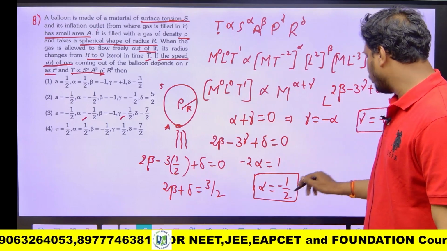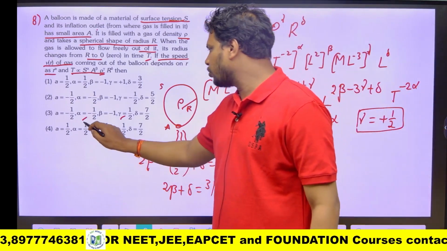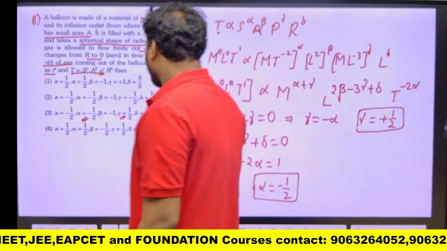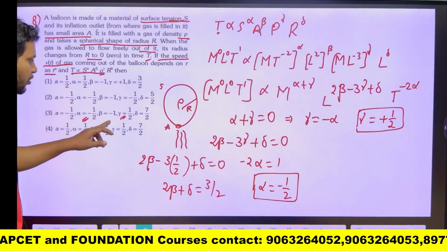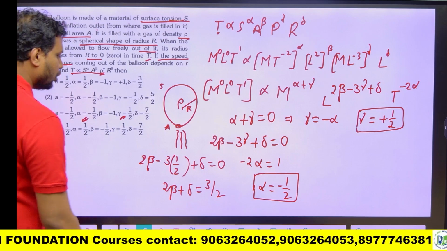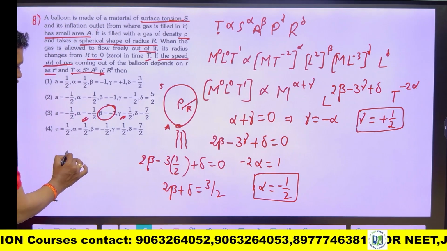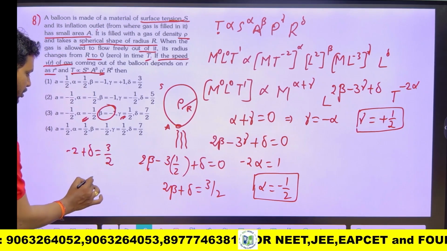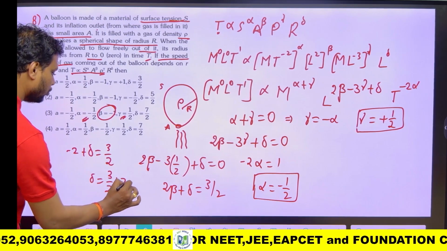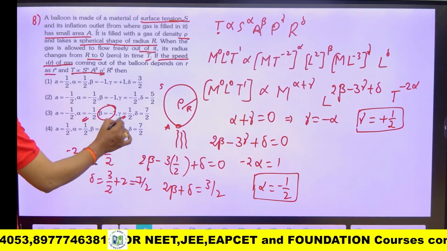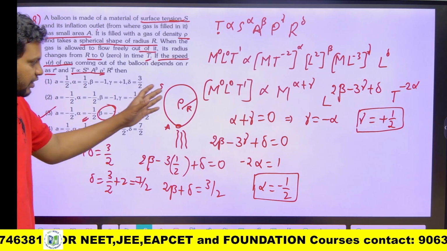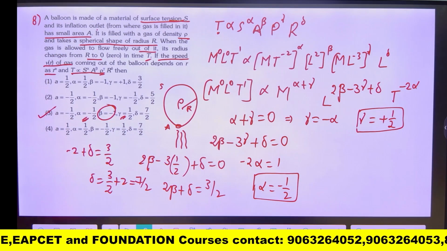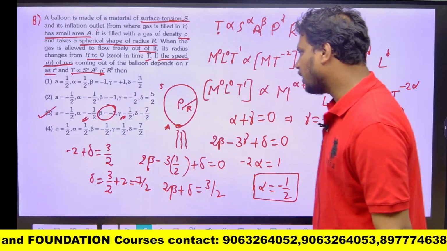So we have alpha equal to minus 1 by 2, gamma equal to plus 1 by 2. By using this, I can calculate the beta as well as gamma and delta also. So if I take beta value as minus 1, then minus 2 plus gamma, delta is equal to 3 by 2. Then delta is equal to 3 by 2 plus 2, which is equal to 7 by 2. So this option exactly suits. So we can do the rest of the problem based on the options. So by calculating alpha and gamma itself, we can decide the value of beta as well as delta.